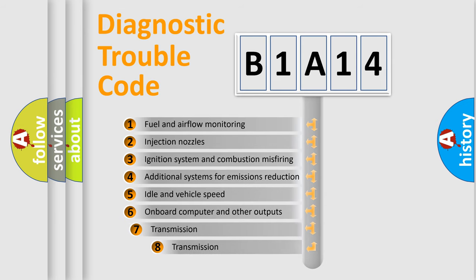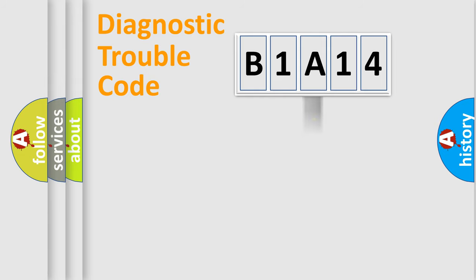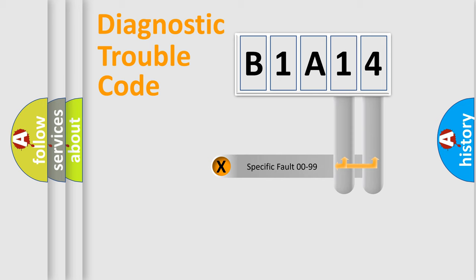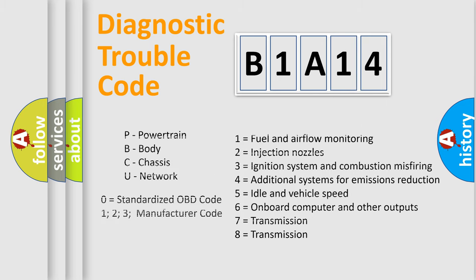The third character specifies a subset of errors. The distribution shown is valid only for the standardized DTC code. Only the last two characters define the specific fault of the group. Let's not forget that such a division is valid only if the other character of the code is expressed by the number 0.